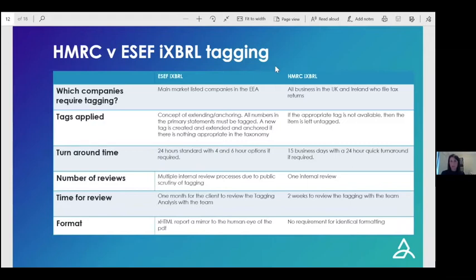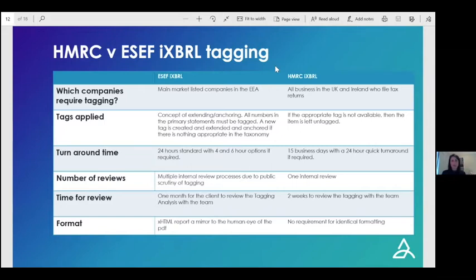Number of reviews, the ESEF tagging is a public document. It's going to be scrutinised heavily by investors and analysts, so there is a significant level of review at our end on those tags and those documents. For HMRC tagging, we usually only just do one review and then send it back to the client, so there's a much more rigorous review process for ESEF. The time for review, so for ESEF, there's 1 month to review the tagging analysis, which I'll talk about in a minute, whereas HMRC, there's a couple of weeks to review those documents.